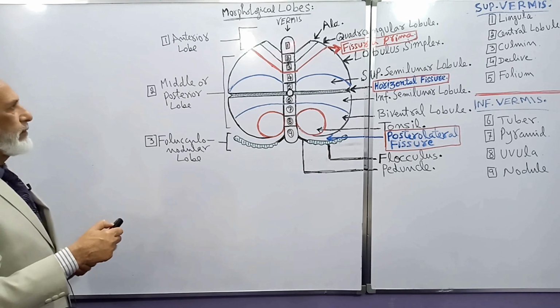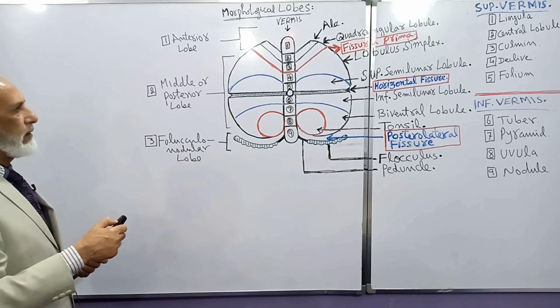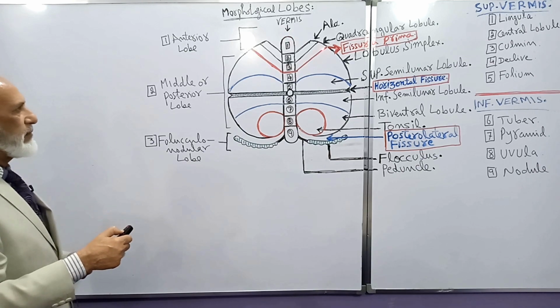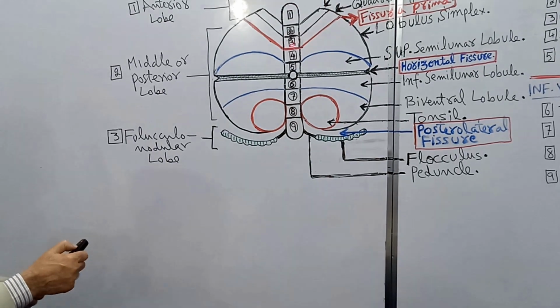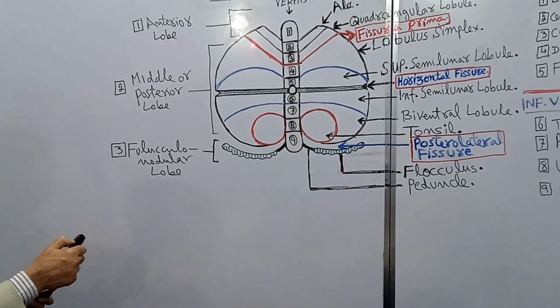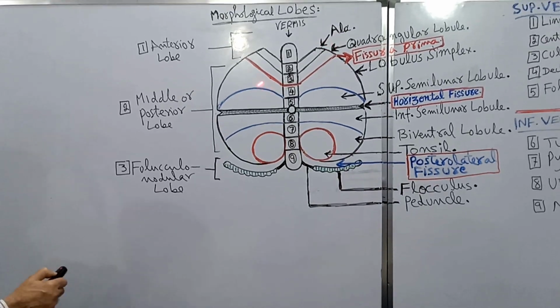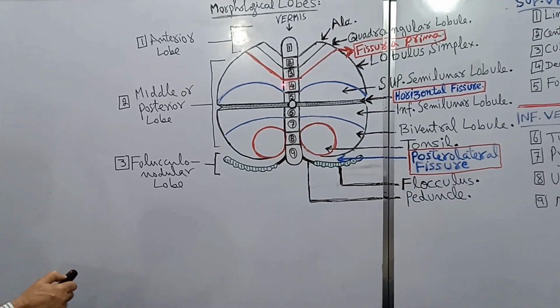Anterior lobe, from lingula up to the fissura prima. This is the anterior lobe of the cerebellum. Then the middle lobe, starting from fissura prima up to the posterolateral fissure. This is the middle or the posterior lobe. Next, the flocculonodular lobe, separated from the middle or posterior lobe by the posterolateral fissure.